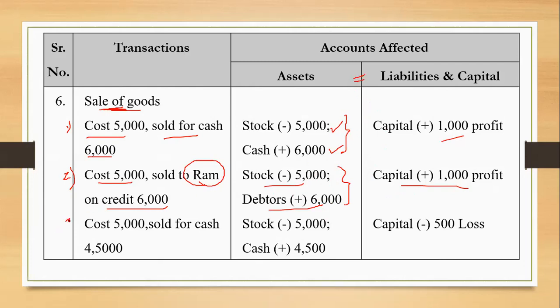Third case, if there is a loss, the cost of goods of 5,000 has been sold for cash for rupees 4,500. Right? 5,000 worth of stock sold for 4,500. So it's a loss. Stock reduces by 5,000. Cash comes in by 4,500. The net effect of this can be seen as -500. It is a loss. And we all know that losses will reduce my capital.